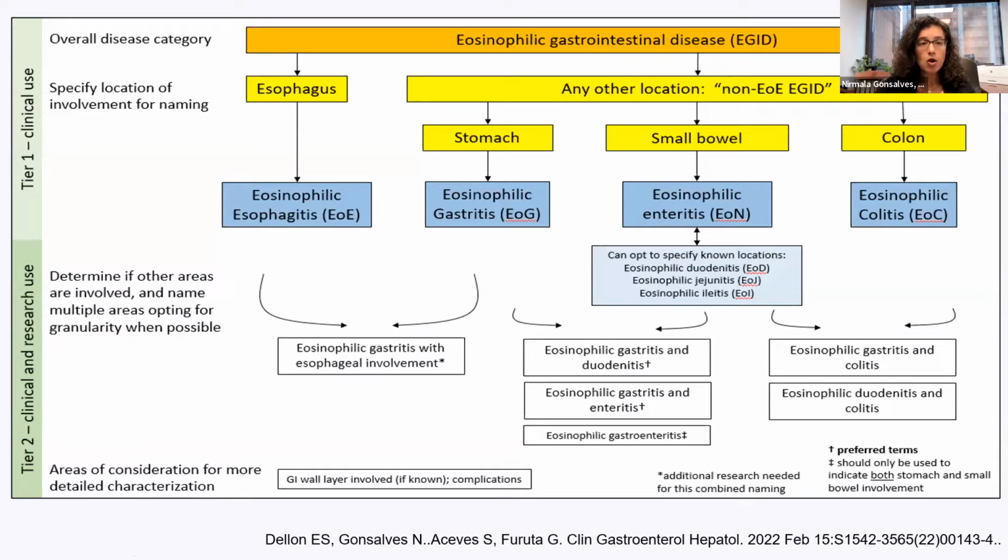So there is going to be an overall disease category. All of these disorders will be referred to as eosinophilic gastrointestinal disease. If disease is isolated to the esophagus, it will be called eosinophilic esophagitis, or EOE. That's no different than what's been used for years. Any other location involved will be referred to as non-EOE EGIDs. And then there will be some additional precision. For instance, if involvement includes the stomach, it will be called eosinophilic gastritis, and you'll see here the EOG acronym. Involving the small bowel, eosinophilic enteritis, EON, and in the colon, eosinophilic colitis, or EOC.